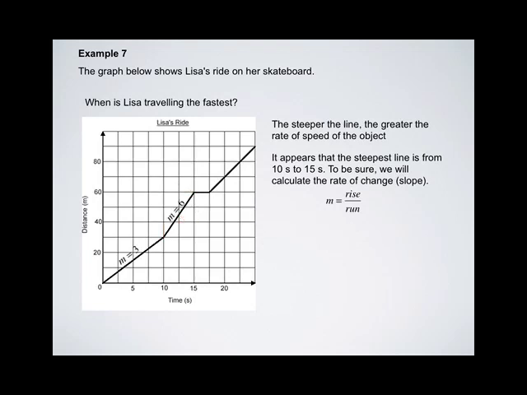Over the next section, from 15 seconds to 17.5 seconds, we have a horizontal line with slope 0. Recall that all horizontal lines have a slope 0 because there is no rise.